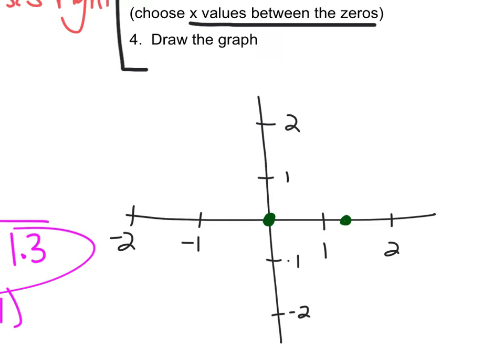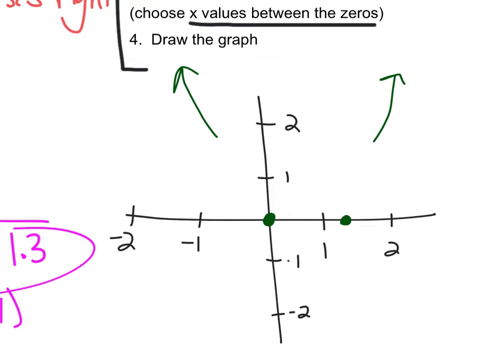And then remember we said it's going to rise to the left and rise to the right. So that means that on the left side it's going to increase and on the right side it's going to increase. Now I don't know exactly where those go yet until I get a few more points, but I do know that that's the direction it's going to go.